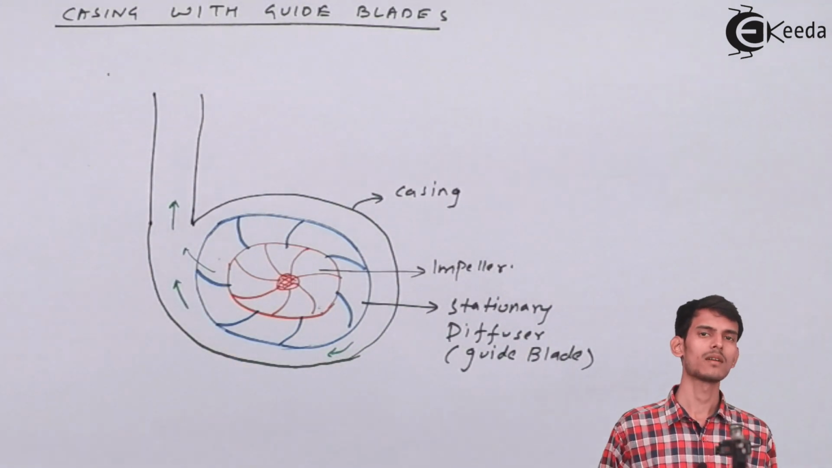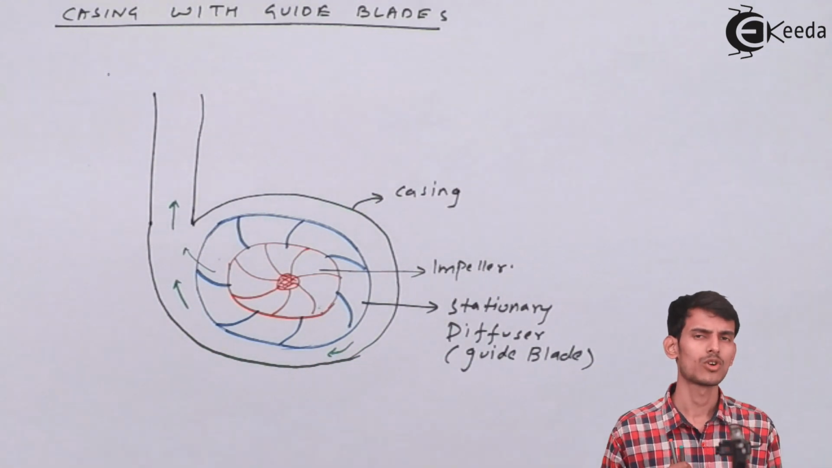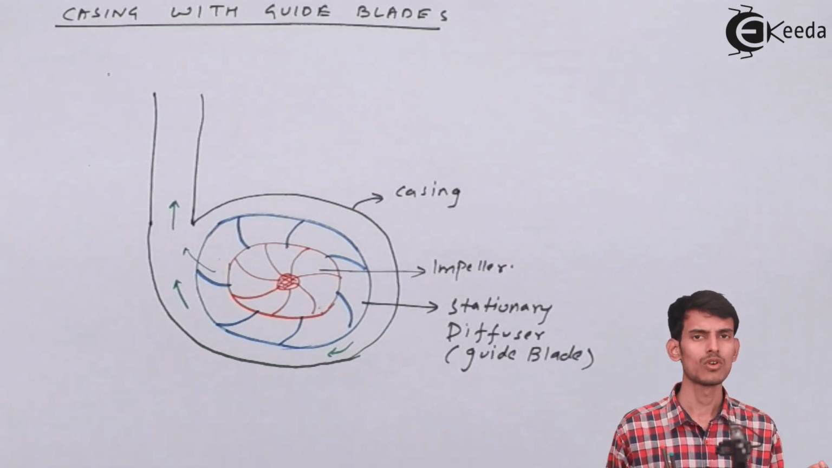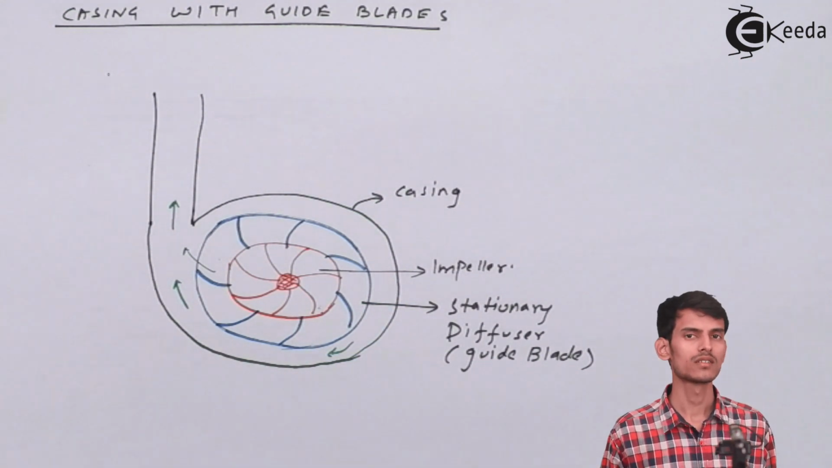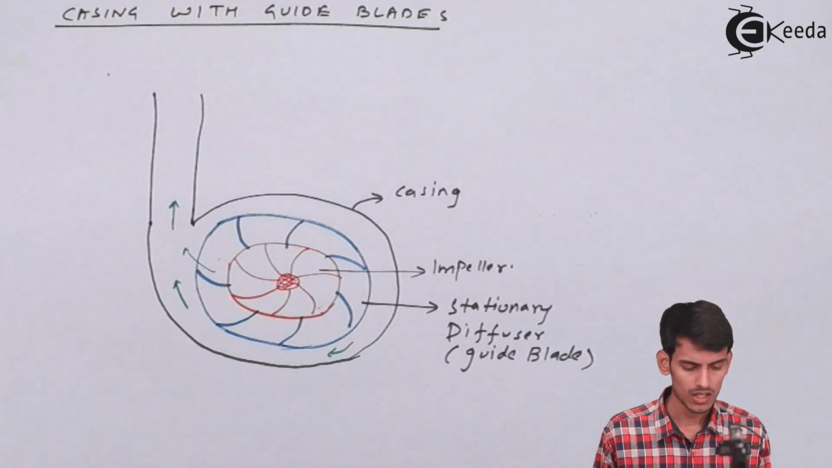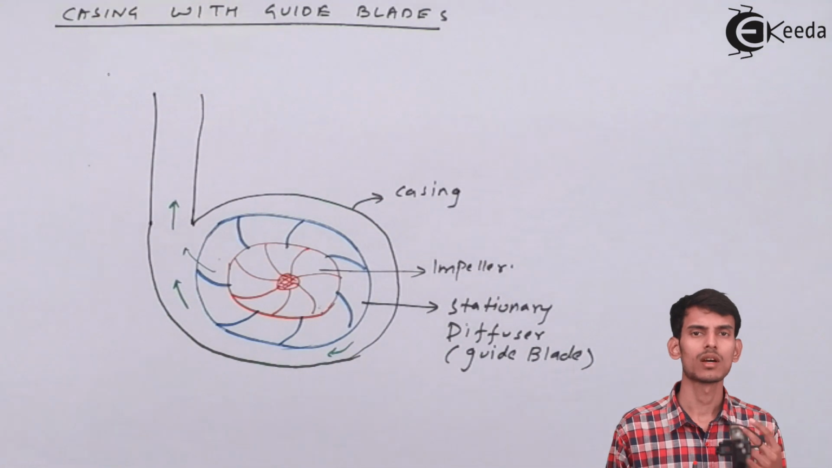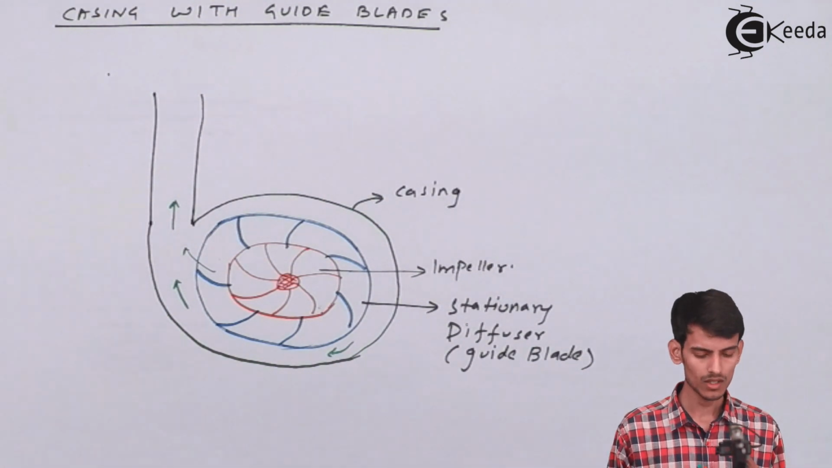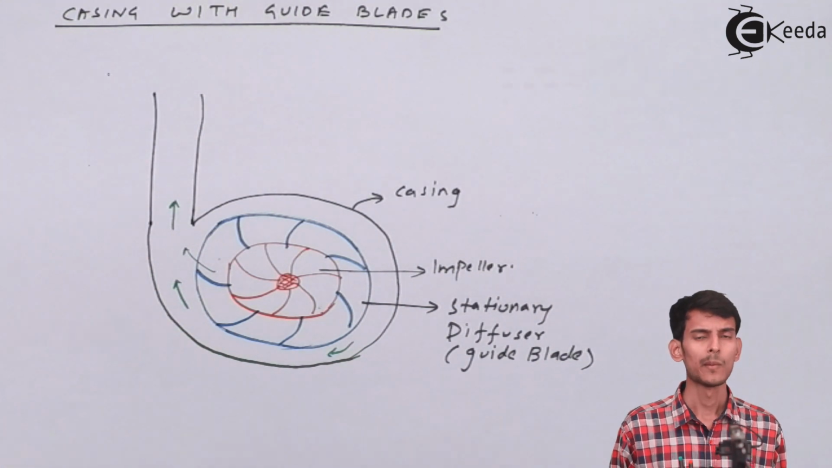So, casing with guide blades, you will see. There's an impeller, and after the water comes out of the impeller, it has to glide over one more extra part in this case, and that is called the guide blades, or you can call it the diffuser. What it does is it helps to increase the pressure of the fluid that is coming out of the impeller. The water that is coming out of the impeller already has a very high velocity.